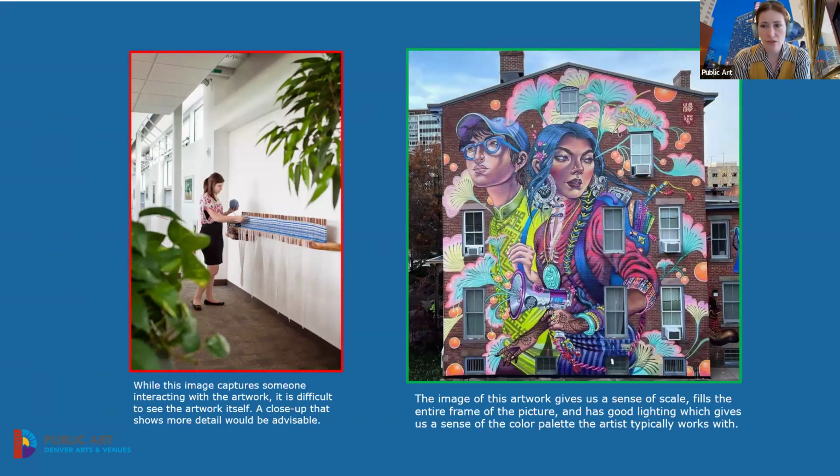So here are just 2 images that are good examples. They're both good work, but one image shows the work more successfully than the other. On the left, it's an interesting photo, but the public artwork itself is pretty far away, not in great focus, and it's not really clear what the details of the artwork are. Whereas the image on the right gives us a really good sense of scale. It fills the entire frame and it has good lighting.